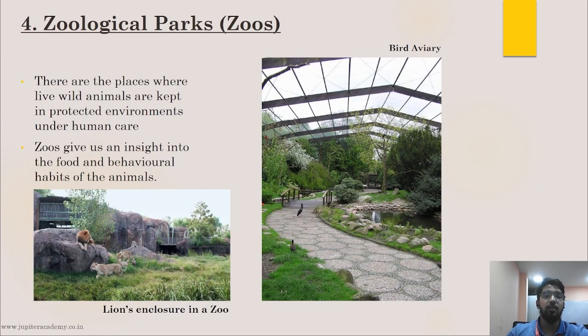So the next taxonomical aid is zoological parks, or as we call them in layman's terms, zoos. These are places where live wild animals are kept in protected environments under human care. Zoos give us an insight into the food and behavioral habits of the animals. So why do we keep the animals in zoos? To study the food habits and the behavioral habits of the animals. A place where birds are kept is called an aviary.